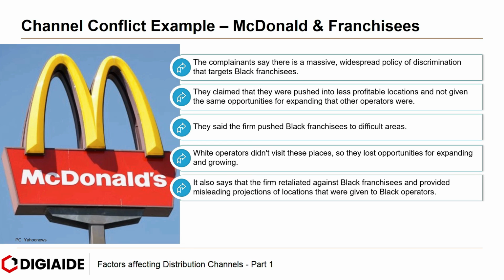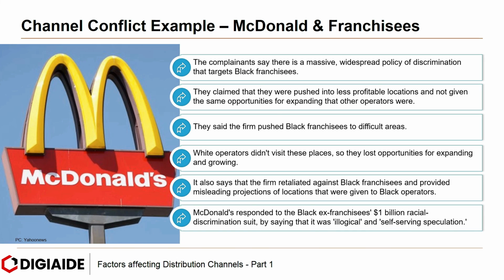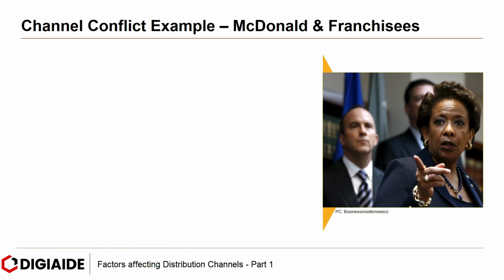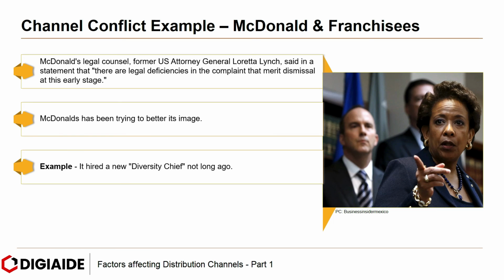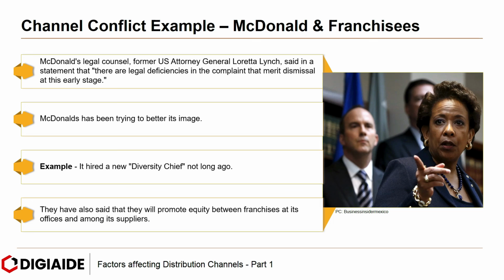It also says that the firm retaliated against black franchisees and provided misleading projections of locations that were given to black operators. McDonald's responded to the black ex-franchisees' billion-dollar racial discrimination suit by saying it was illogical and self-serving speculation. McDonald's legal counsel and former US Attorney General Loretta Lynch said in a statement that there are legal deficiencies in the complaint that merit dismissal at the early stage. McDonald's has been trying to better its image. For example, it recently hired a new diversity chief. They have also said that they will promote equity between franchises at its offices and among its suppliers.